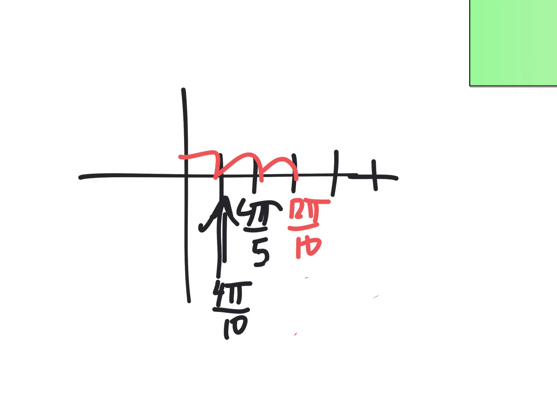Would you give me the next 2 marks? 16 pi over 10 and 20 pi over 10. What does that happen to reduce to? 2 pi. So get used to counting by strange things.